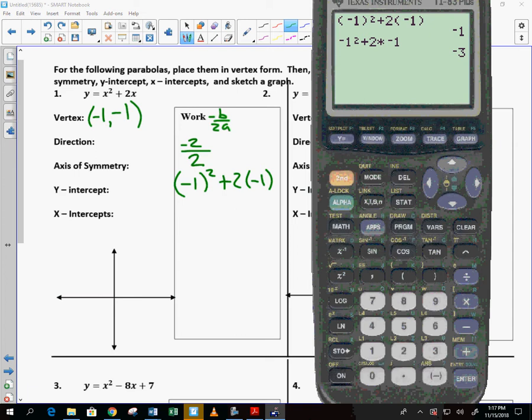So I can see here that my vertex is negative 1, negative 1. What's the direction, up or down? Is the number in front of x squared positive or negative? The number in front of x squared is positive, so therefore it is up.